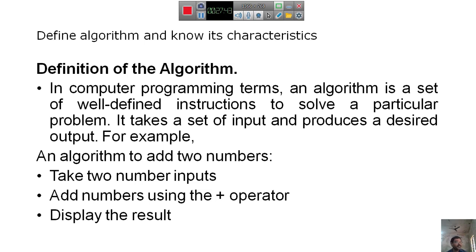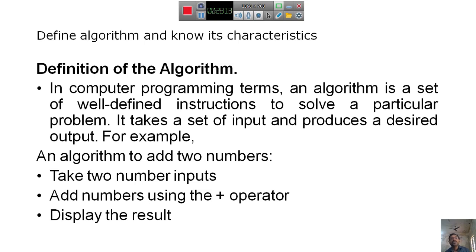It must have defined steps. It should always be clear and without ambiguity. It is written in simple English language words, so it can be understood by everyone.